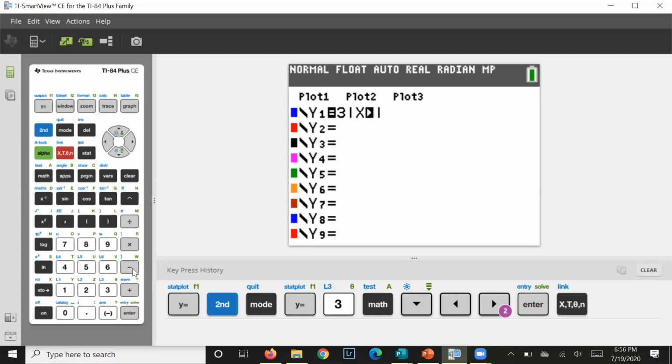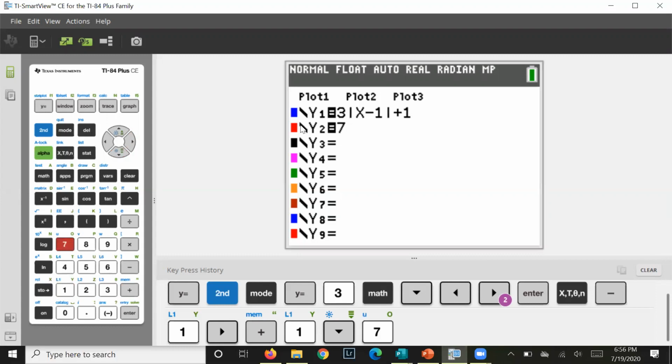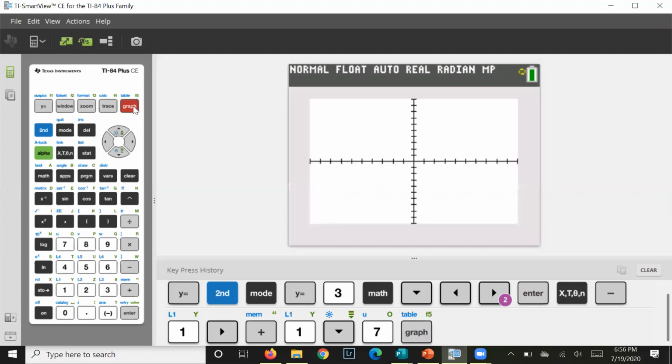You can now put in the x minus 1 there. So I've got 3 times the absolute value of x minus 1. If your calculator just says ABS, you'll need to close your parenthesis after that. Then we'll press plus 1 there. Okay. And then we also want to know where this expression is greater than 7, right? So on the second line here, I'm going to put 7. And notice that that's going to be a red line, and the top one will be a blue one. So hit graph now. See the blue one there, there's our absolute value function.